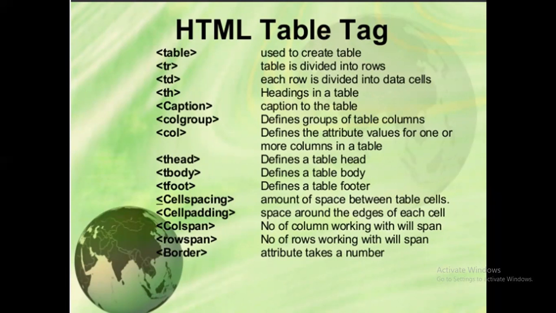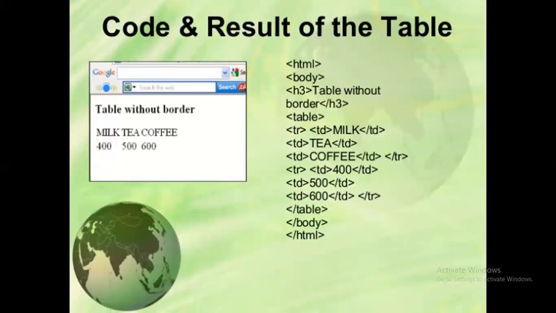I'm directly coming to the ones that are in your syllabus, written in your book, to make this topic less tricky. So we are directly coming to the last tag that is written there, border. It is used as an attribute taking a number. Okay, so this was all about the table tag.